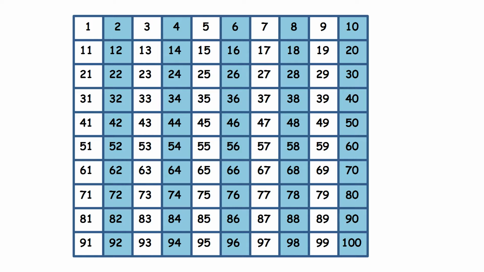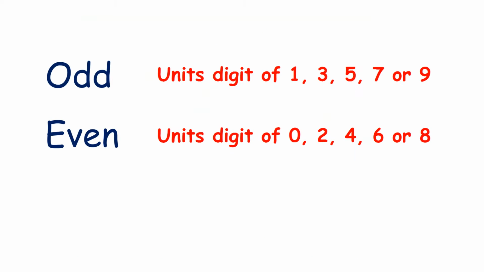And we also have a special word for numbers that are not multiples of 2. So all these numbers in white with a units digit of 1, 3, 5, 7 or 9, we call those odd numbers. So remember, the tens digit doesn't matter. As long as the units digit is a 1, 3, 5, 7 or 9, you have an odd number. And if the units digit is a 0, 2, 4, 6 or 8, you have an even number.